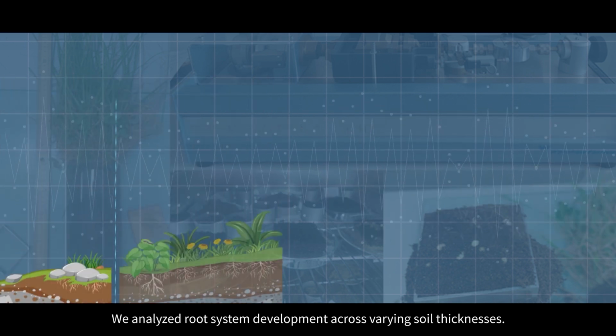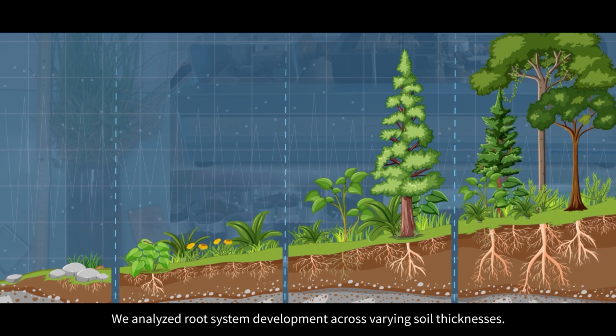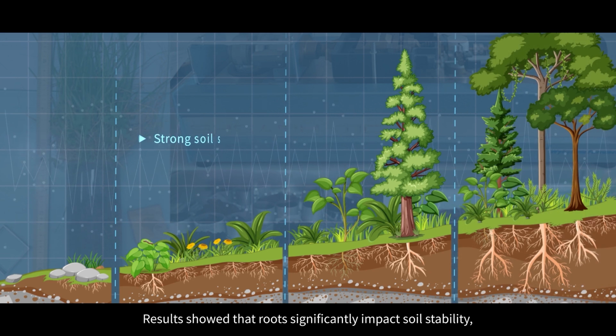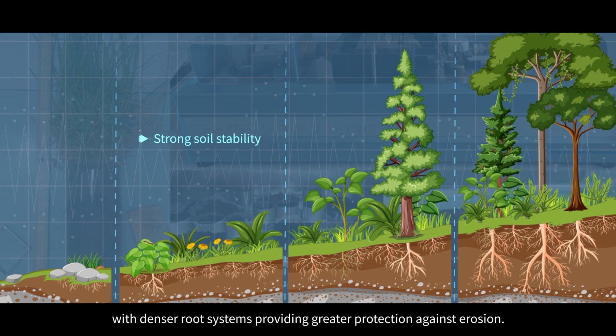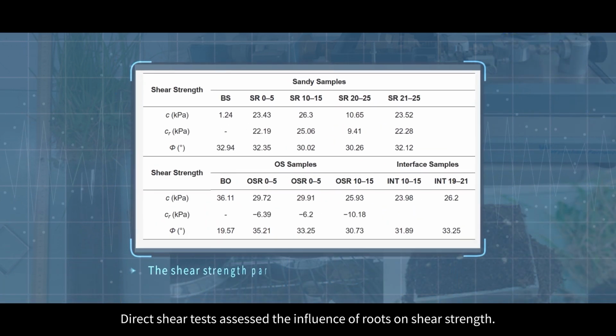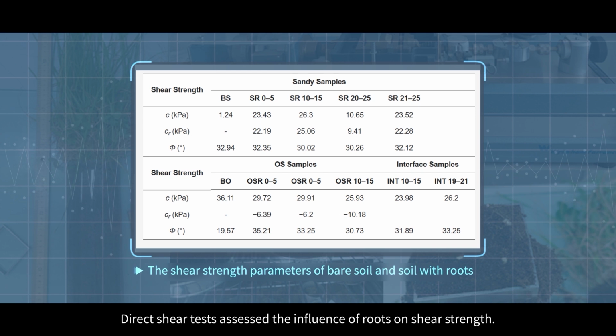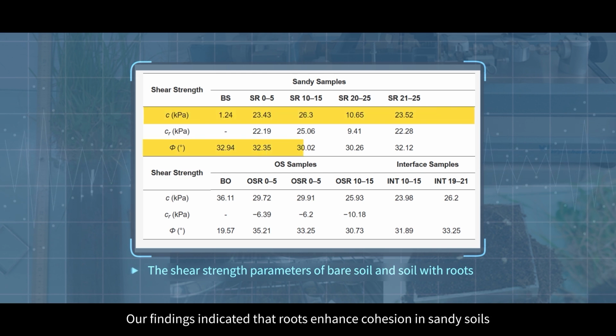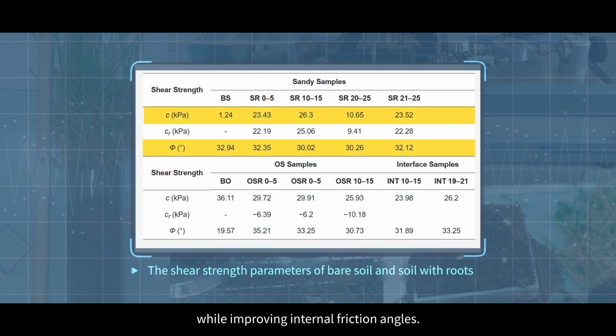We analyzed root system development across varying soil thicknesses. Results showed that roots significantly impact soil stability, with denser root systems providing greater protection against erosion. Direct shear tests assessed the influence of roots on shear strength. Our findings indicated that roots enhance cohesion in sandy soils while improving internal friction angles.